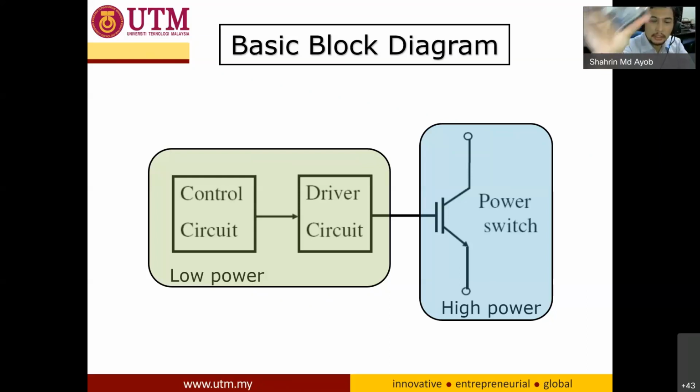This is what we call the control circuit. I turn on my camera right now so you can see the control circuit. This is my microprocessor, and the output from this microprocessor is a signal output, a digital signal. So 5 or 0, that is 5 volt and 0 volt.